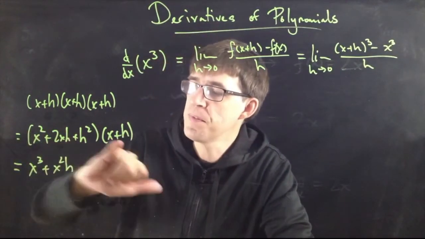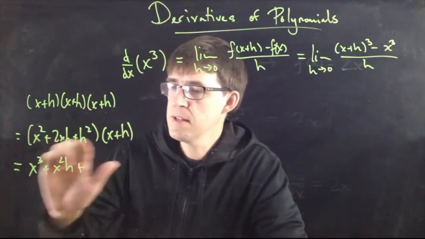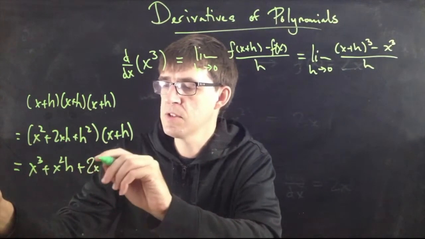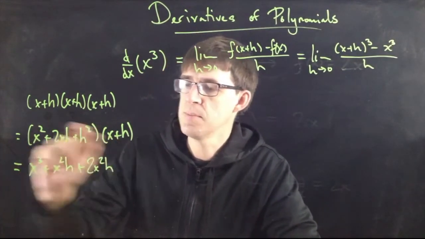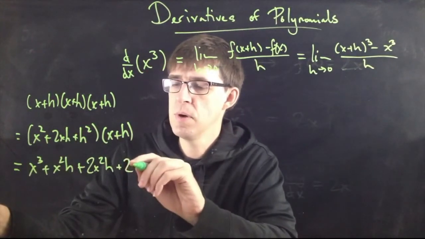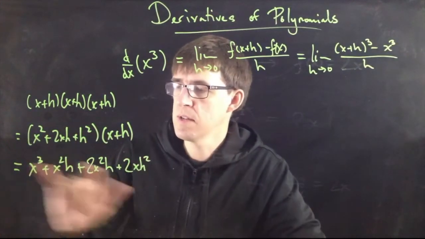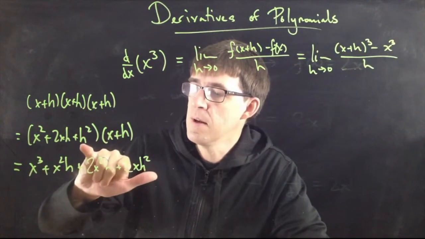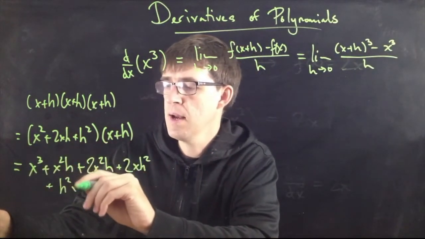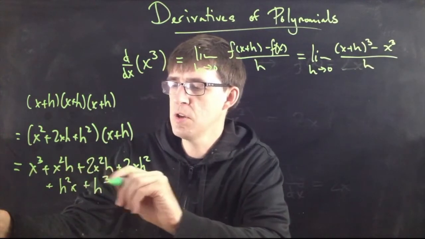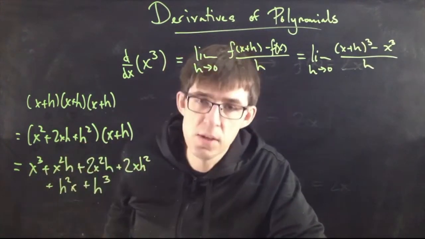Okay, now I do the middle one times each of those. 2xh times x is 2x squared h, right? I have two x's and just one h. Then I have 2xh times h. That would be 2xh squared, because that has two h's in it. And then finally, the h squared gets multiplied by everything. I get h squared x plus h cubed, right? h squared times h is h cubed.